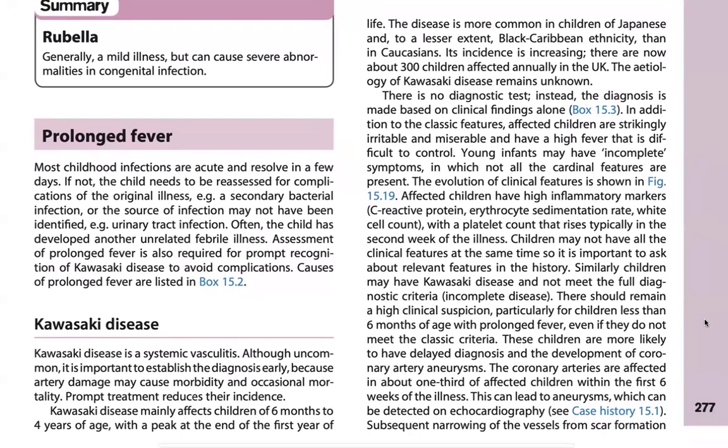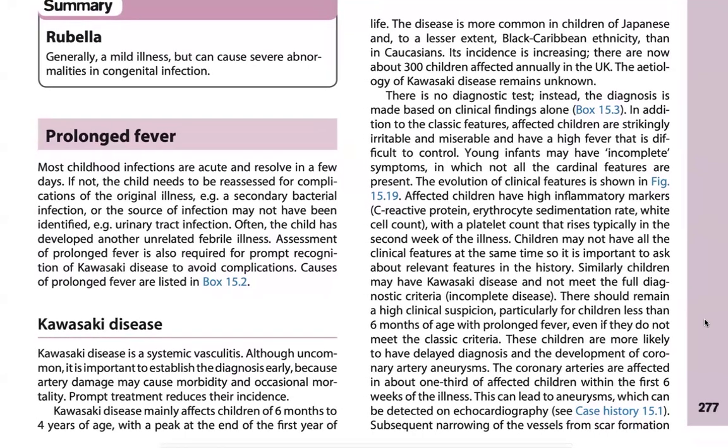Children may not have all the clinical features at the same time, so it is important to ask about relevant features. Many children may have Kawasaki disease and not meet the full diagnostic criteria, which is incomplete disease. There should be a high clinical suspicion, particularly for children less than 6 months of age with prolonged fever, even if they do not meet the classic criteria. These children are more likely to have delayed diagnosis and development of coronary artery aneurysm.